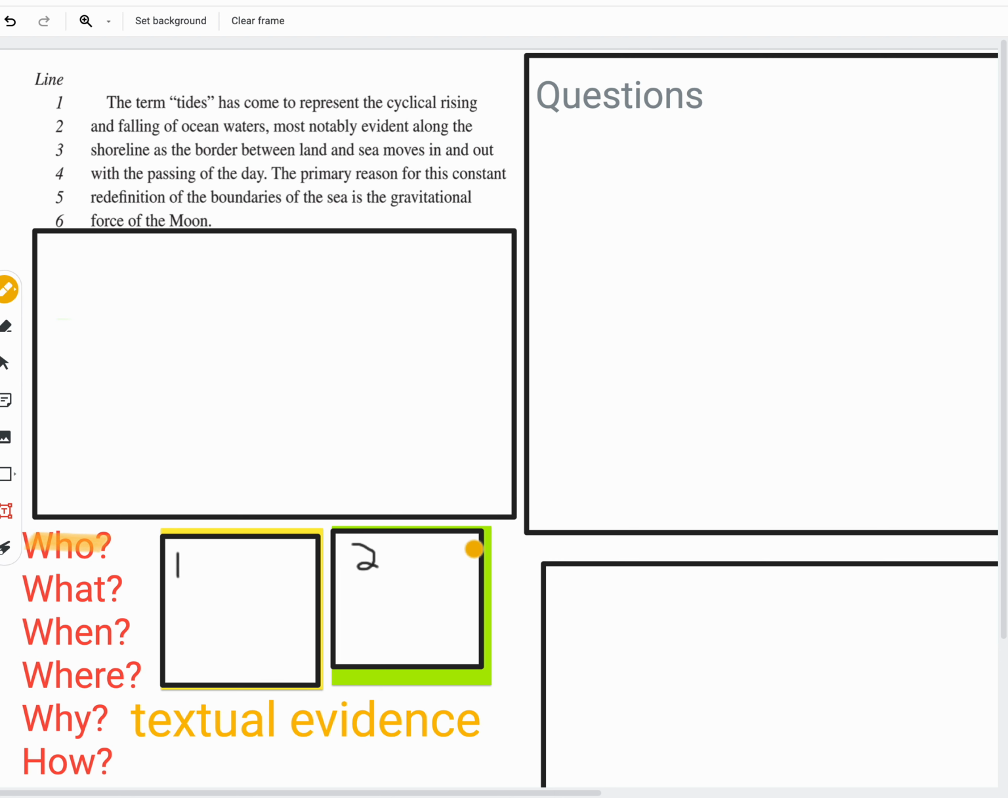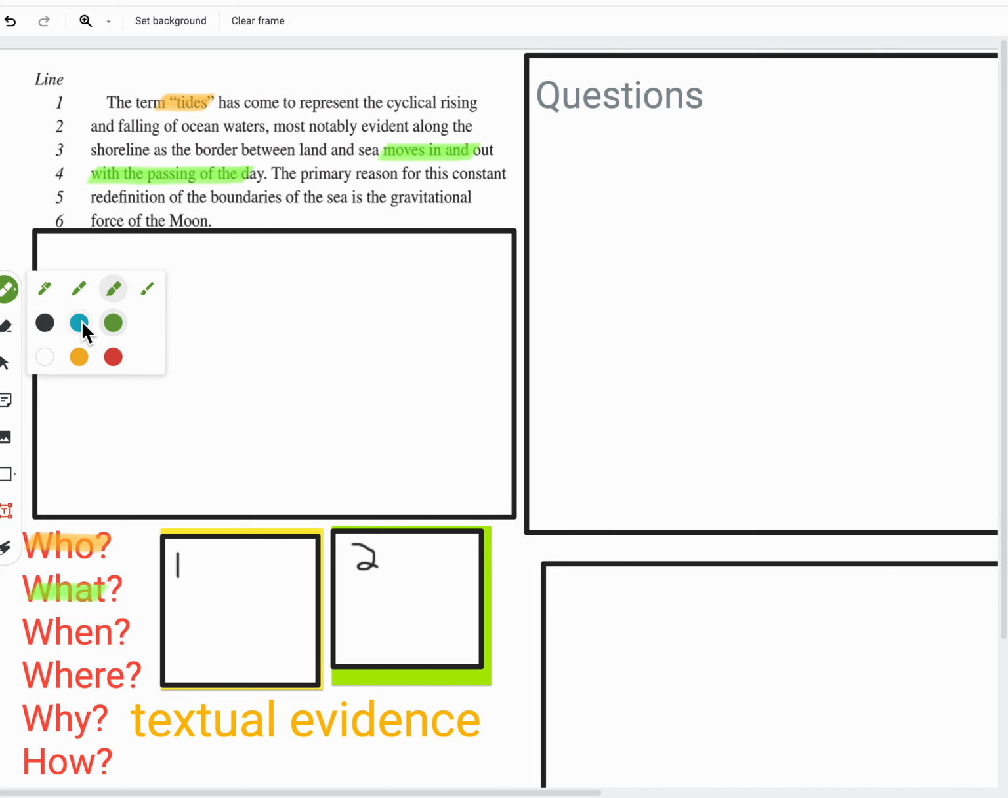First we look at our who. Who will be the topic or subject? Here the topic will be tides. This paragraph is all about our ocean tides. What will be what's happening to those tides? What do we learn about tides? Here we read that they move in and out with the passing of the day.